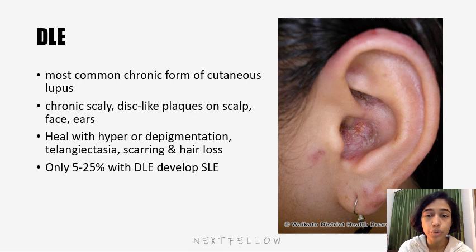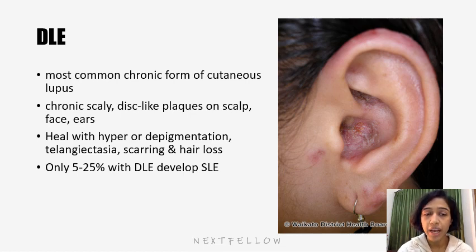So this is another photo of DLE. Classically, you may see these keratotic lesions in the ear canal. They're like scaly plaques in the ear canal, so it's a very important location to look for a DLE. DLE occurs as chronic scaly disc-like plaques, so that's why it's called discoid. It usually occurs on the scalp and the face, as well as the ears.